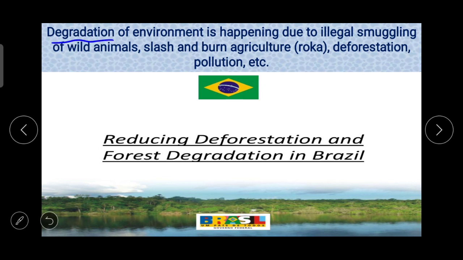Degradation of environment is happening due to illegal smuggling of wild animals, slash and burn agriculture, deforestation, pollution, etc. So Brazil is facing these problems today. As I told you before, not only in Brazil but everywhere in the world nowadays these problems are there. So many endemic species are on the verge of getting extinct because of these issues. But the Brazil government is also trying to reduce deforestation and forest degradation in Brazil.